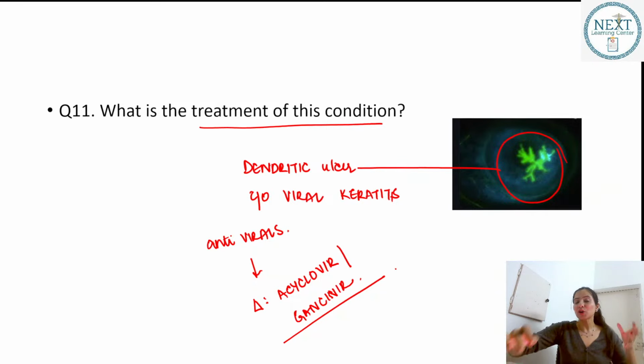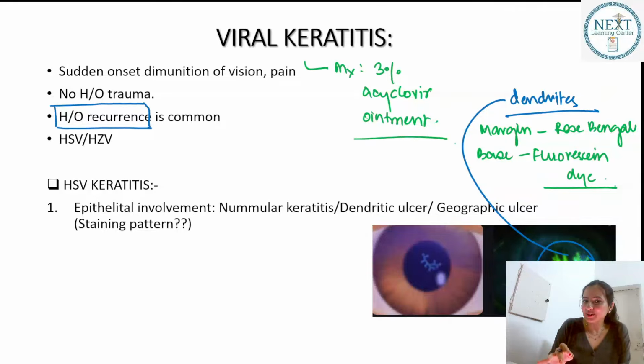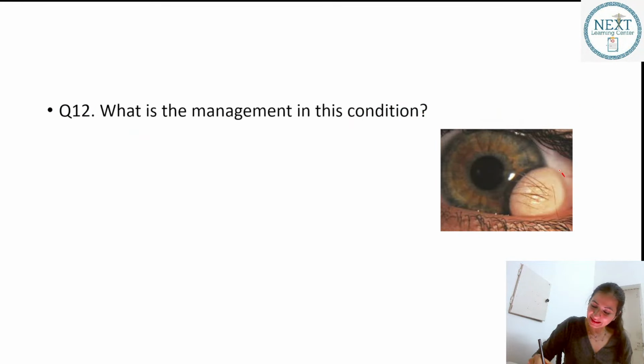So this is how you manage this case. Again, a slide from your Maha revision, viral keratitis, the same image you got in your exam. I told you that these are the dendrites and the management will be 3% acyclovir ointment. Then what is the management in this condition?